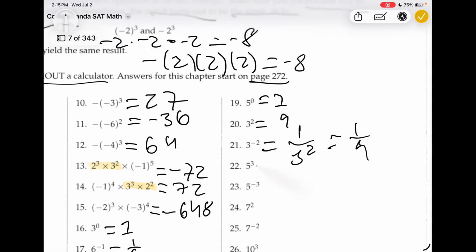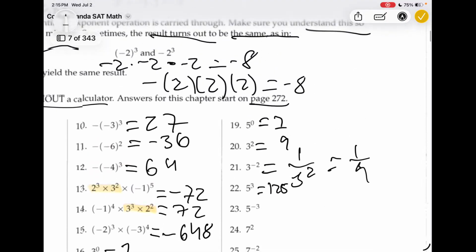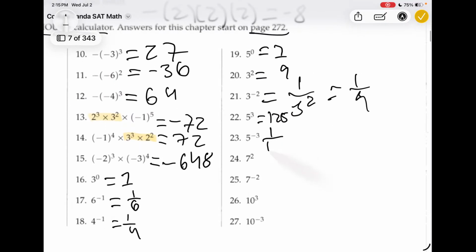1/9. Then we have 5 to the 3, which is not 15. 5 times 5 is 25, times 5. 5 times 25 is 125. And this would be 1/125.